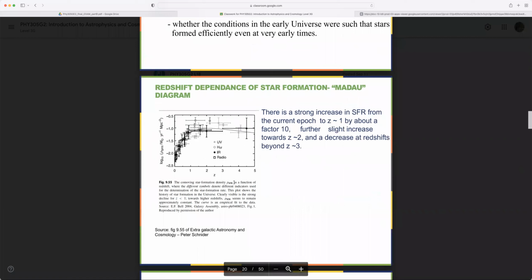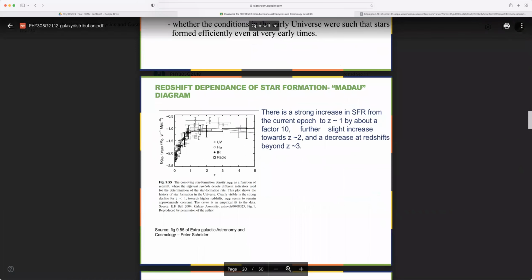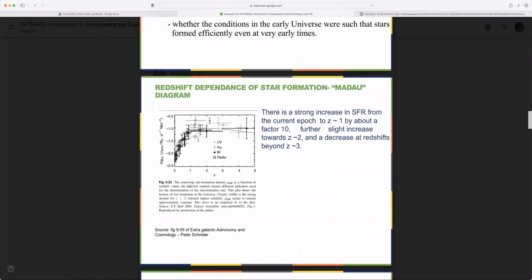So what this diagram tells you is the star formation history of the universe, how the star formation has changed. Actually, this was in your syllabus as the first point, so that's why I'm putting it here. You can see that as the redshift increases along the x-axis, you are looking at larger and larger distances. And if you look at the y-axis, that tells you the rate of star formation, and you can see it's in log scale.